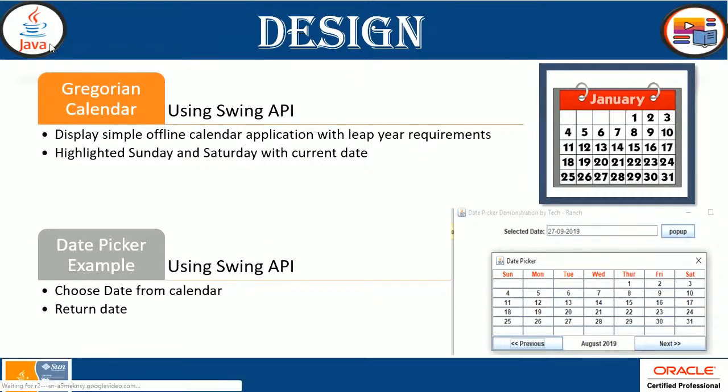Now let's take a look at the design. So for Gregorian calendar, this session is going to be divided into two parts. First, we are going to simply display a calendar, and in the next part we are going to see the date picker example. First we have the offline Java application, which is going to display the calendar, check for the leap year requirements, and complete all the objectives with the help of the Swing API. Now in the second section, the date picker example, it is a little interactive. We are going to pick the date from the calendar and it will return a date in a date form.